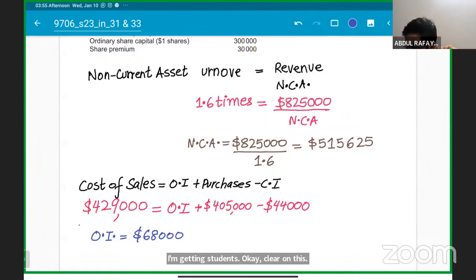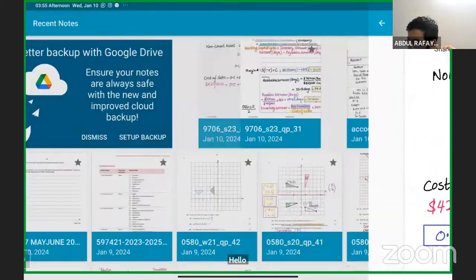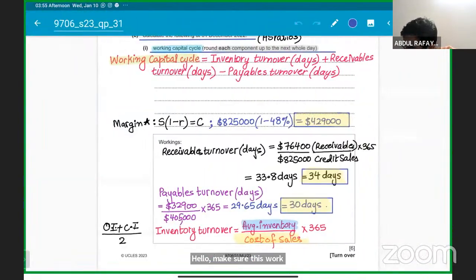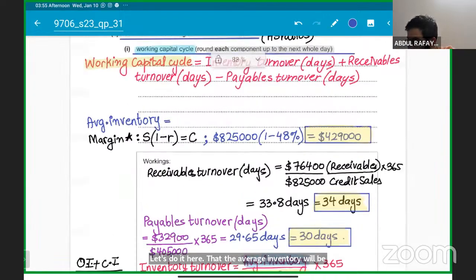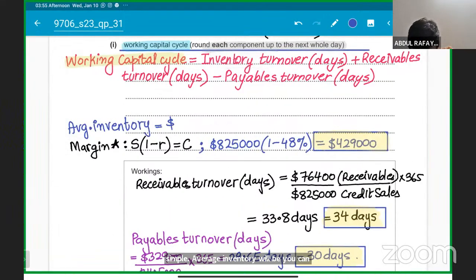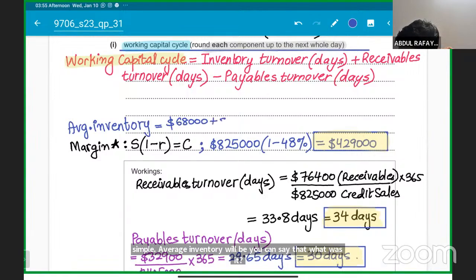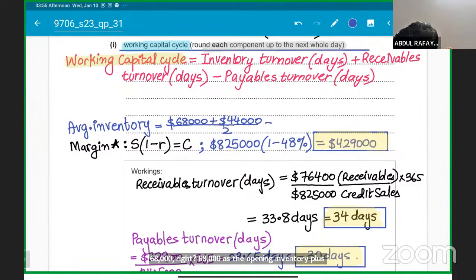Make sure this working will also be shown there. Okay, so here we go, sir. I got the opening inventory as well. Let's do it here. The average inventory will be simple. Average inventory will be, what was it, 68,000, right? 68,000 as the opening inventory plus closing inventory 44,000 and divided by 2. So that will be our average inventory. Okay, everyone got this? We got that as $56,000.